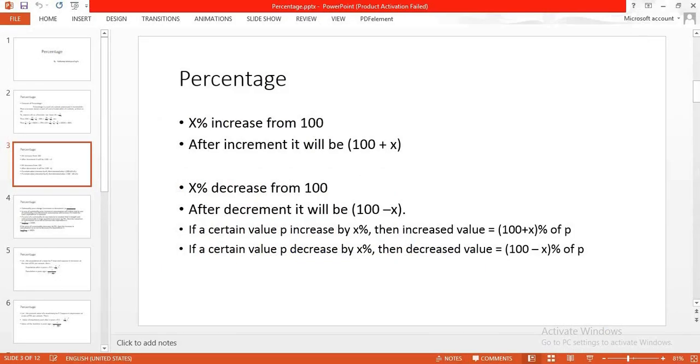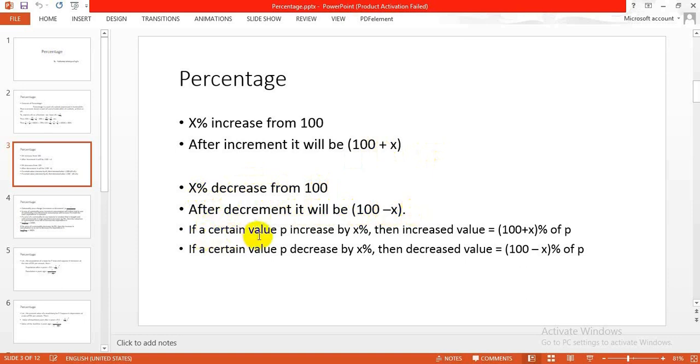So let us discuss it elaborately. The increase of a certain percentage and the decrease of a certain percentage. Suppose there is an x percent increase from 100. After increment it will be 100 plus x. Similarly, for an x percent decrease from 100, after decrement it will be 100 minus x.